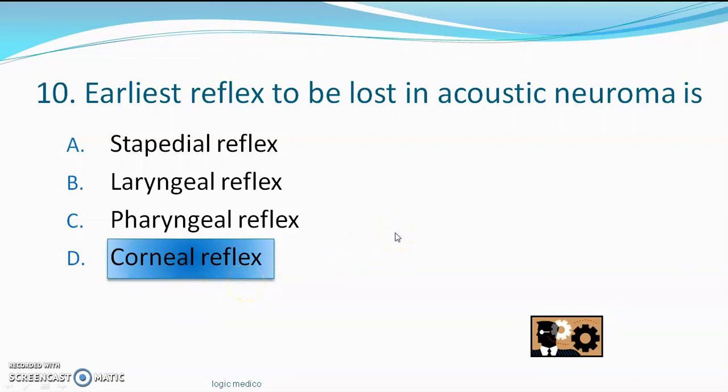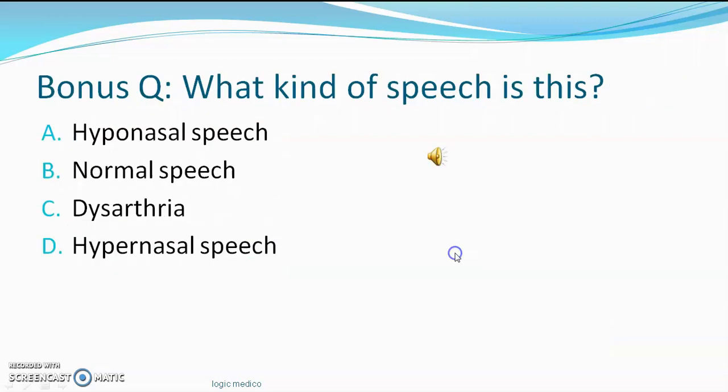Subsequently the person will also lose his stapedial reflex, then he will lose laryngeal reflex and pharyngeal reflex, which are supplied by the 10th cranial nerve. So in acoustic neuroma or vestibular schwannoma, the first reflex to go is the corneal reflex, which is involvement of the 5th cranial nerve. Move to the last bonus question.